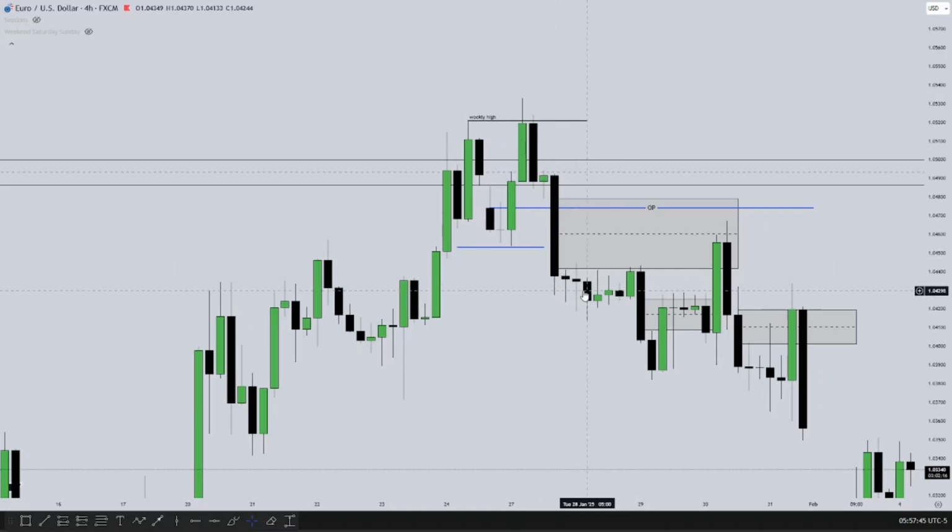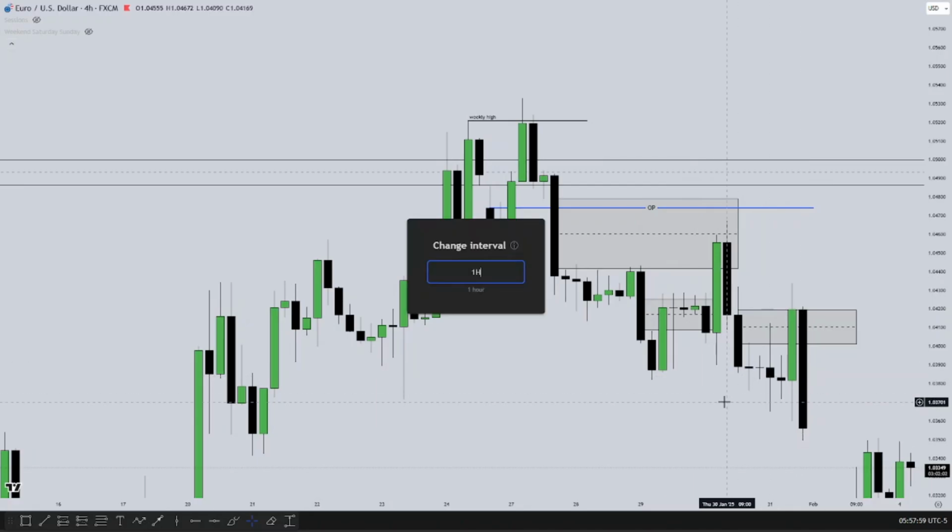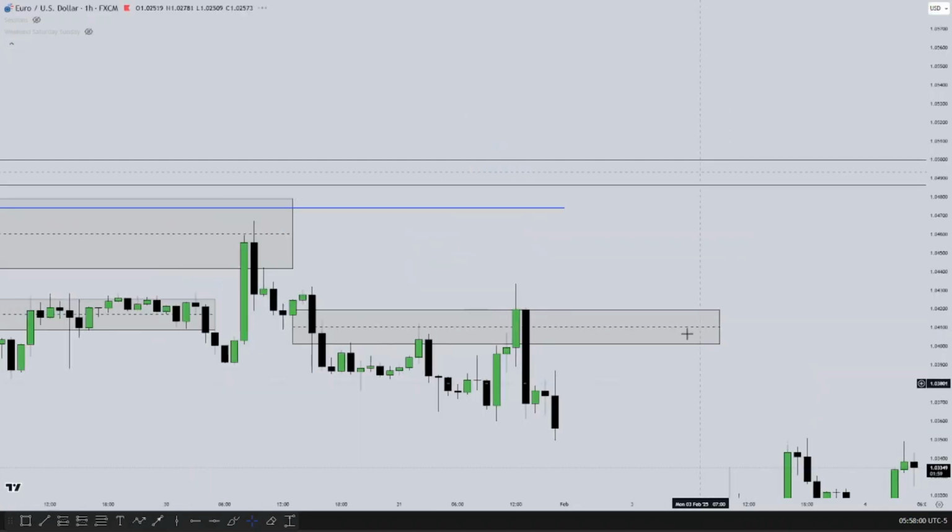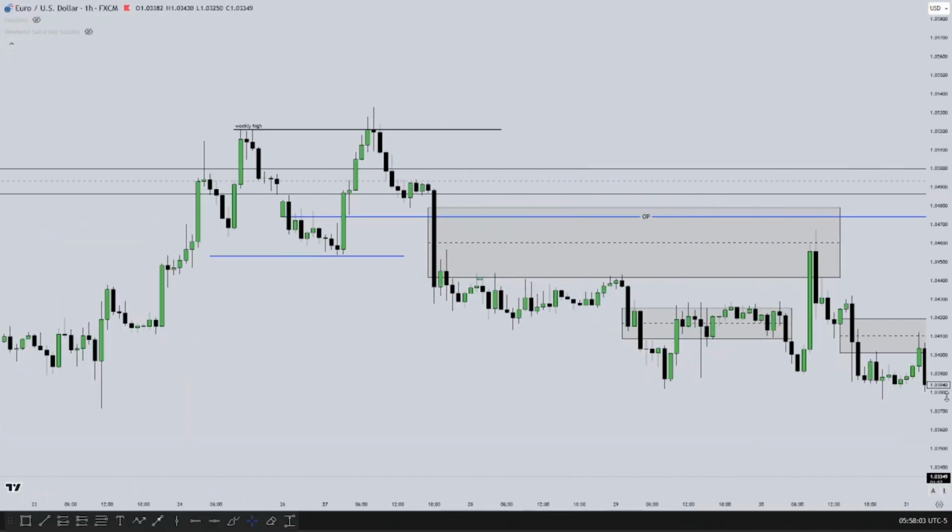Now we'll go to Tuesday, where price retraced to the fair value gap the first time, which is this retracement to the fair value gap. Then we'll talk about Wednesday, Thursday, and Friday. First, let's go to the 1-hour time frame on Tuesday.